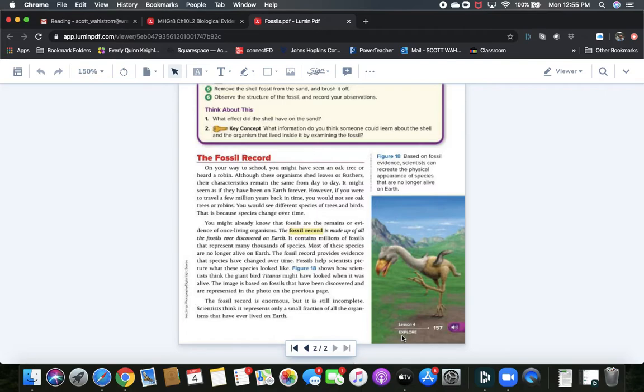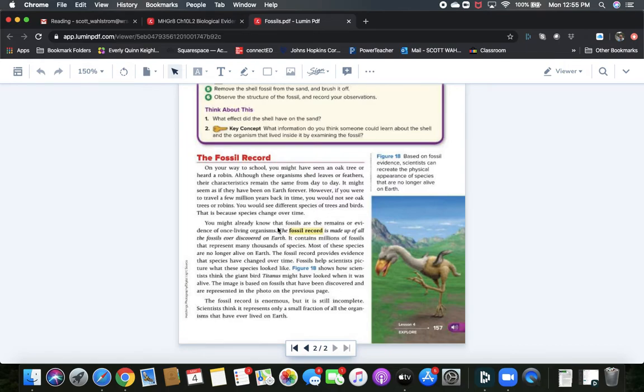The fossil record. On your way to school, you might have seen an oak tree or heard a robin. Although these organisms shed leaves or feathers, their characteristics remain the same from day to day. It might seem as if they have been on Earth forever. However, if you were to travel a few million years back in time, you would not see oak trees or robins. You would see different species of trees and birds. That is because species change over time.